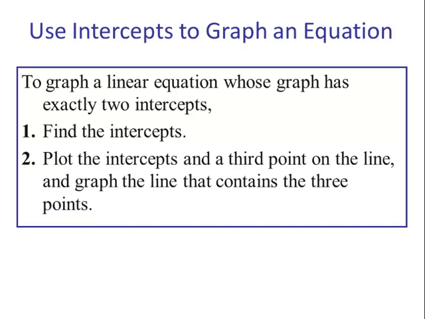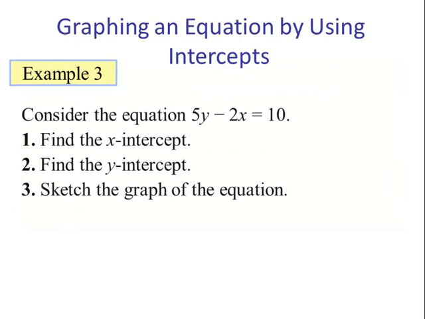That gives us 2 points, an x-intercept and a y-intercept. And then number 2, we plot these points and a third point on the line, and we graph the line containing the 3 points. Let's do an example. Example 3. Consider the equation 5y minus 2x equals 10. Number 1, find the x-intercept. Number 2, find the y-intercept. Number 3, sketch the graph of the equation.